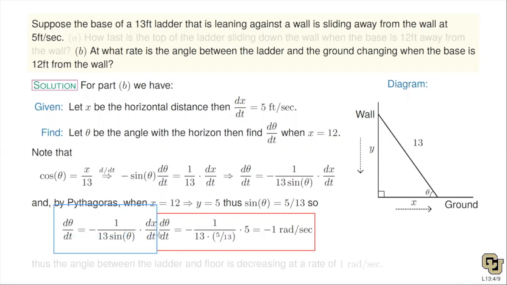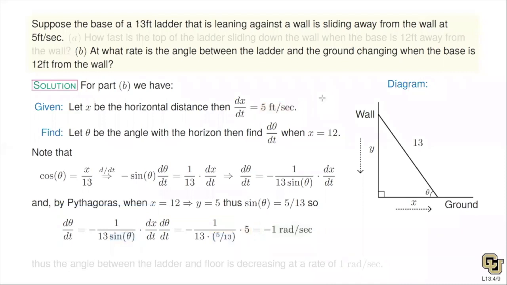So from the derivative here, I just replace the sine theta down here with 5 over 13. I replace the dx dt with 5. That's what was given in the problem up here. Dx dt is just 5. And then I do the math, and the answer I get here is -1 radians per second. I was expecting a negative answer, right? We're expecting that angle to decrease to 0.